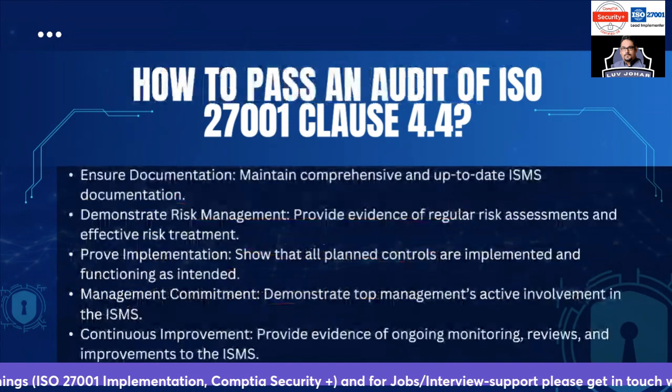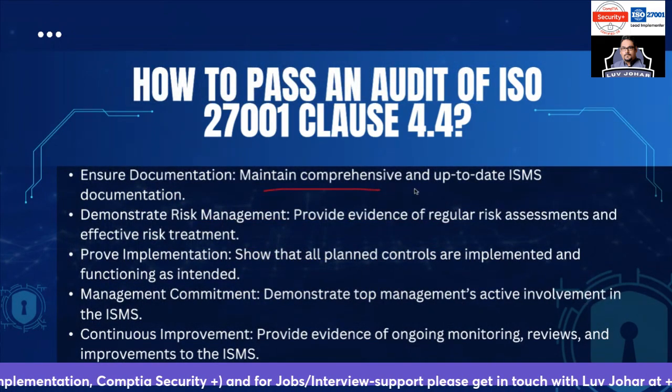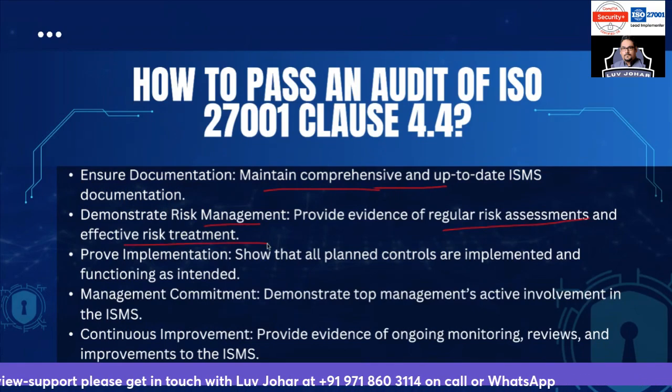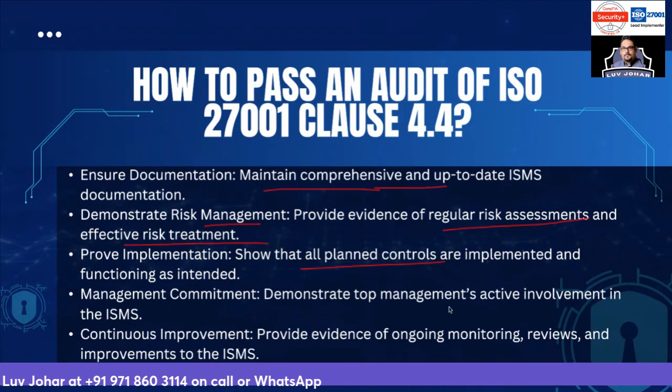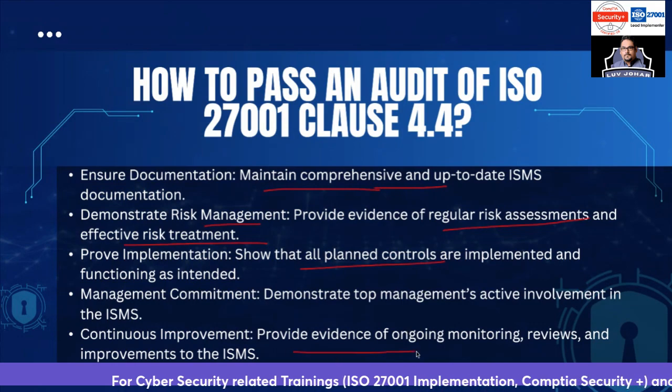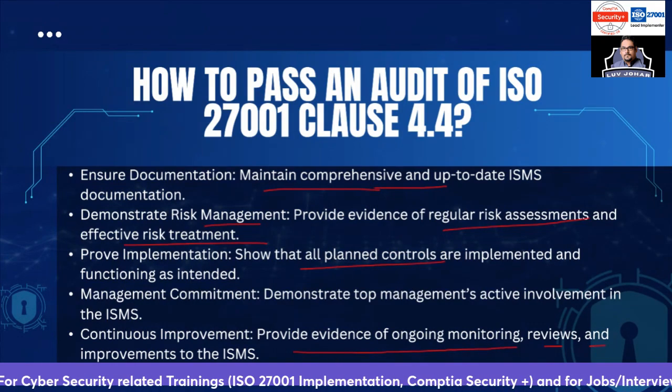How to pass an audit? Make sure that you have the defined documentation, and you have demonstrated risk management activity, regular risk assessment, effective risk treatment, and you can show that all planned controls have been implemented. Then you have management commitment also. Then you demonstrate top management involvement in the ISMS, continuous improvement, and provide evidence of ongoing monitoring, review, and improvement to the ISMS. This is how you demonstrate.